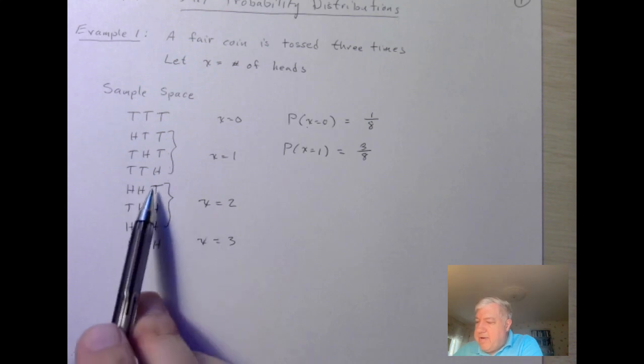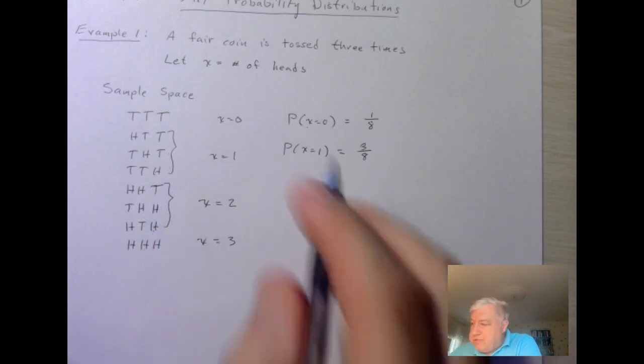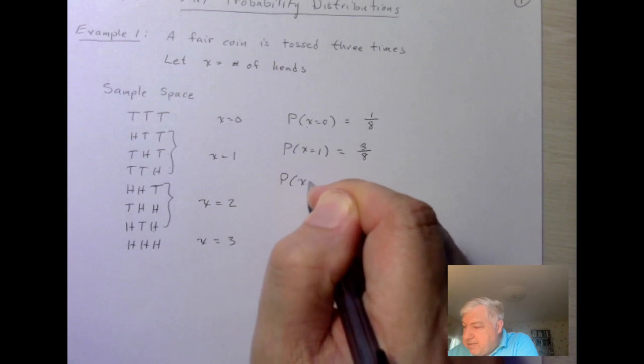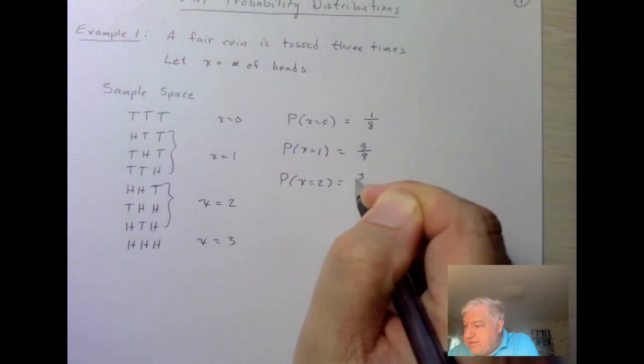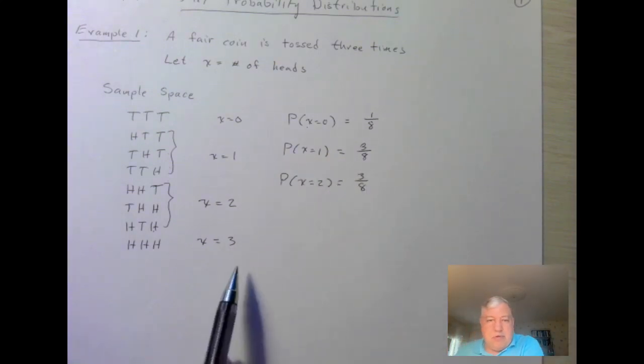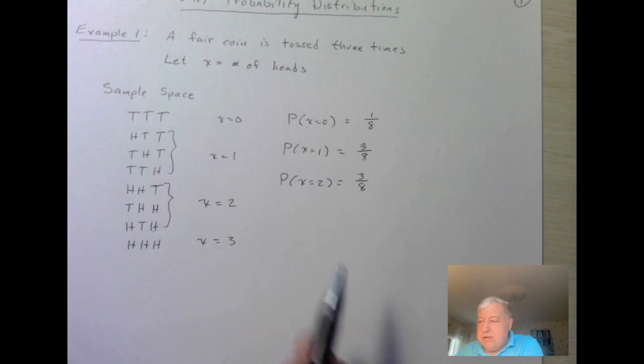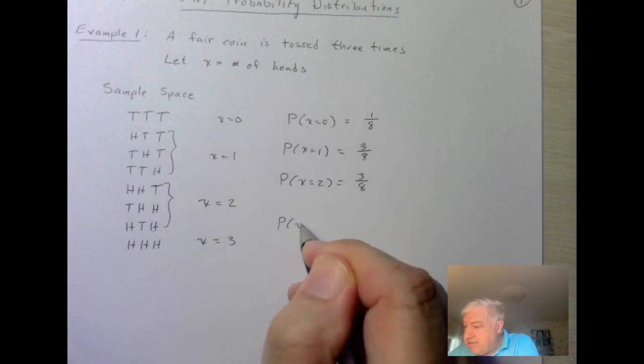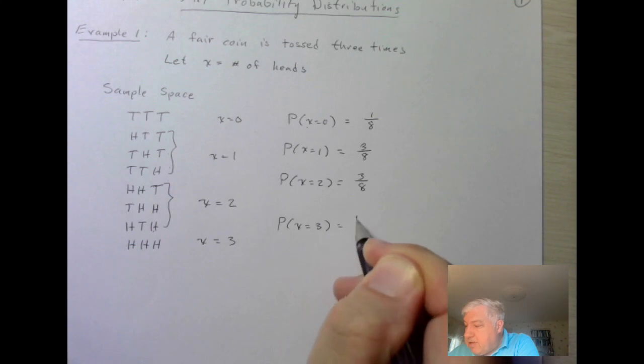Similarly, there are 3 ways that X could equal 2. So the probability that X equals 2 is 3/8. And we said there's only one way that X could equal 3. So the probability that X equals 3 is 1/8.